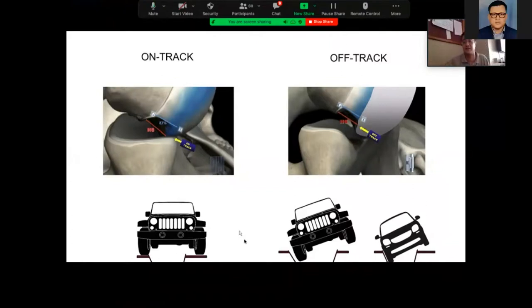This is the best I can. I've shown that thing in the picture. Yeah, exactly like this. Off track, on track. Yes, so this is okay.